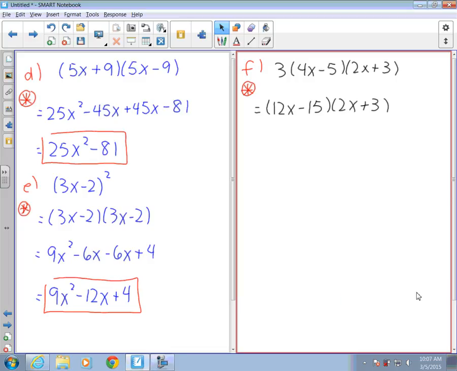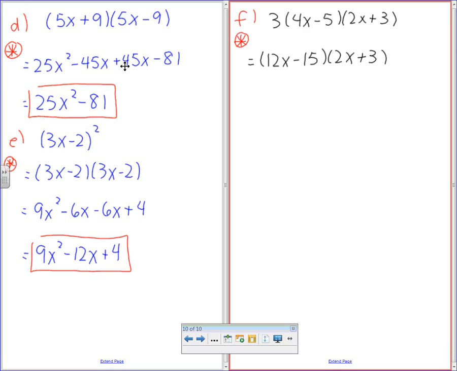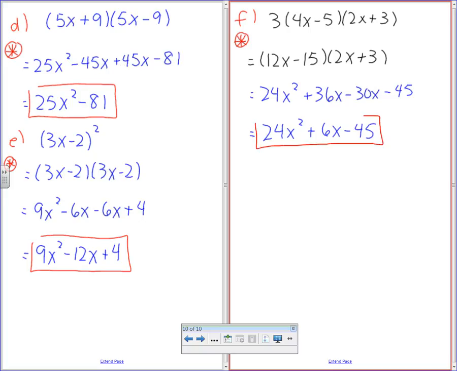Molly, can you expand that for me, please? 4x squared plus 36x minus 30x minus 1. Wonderful, tremendous, awesome. Nick, can you finish us off, please? Wonderful. Now again, I went left to right.